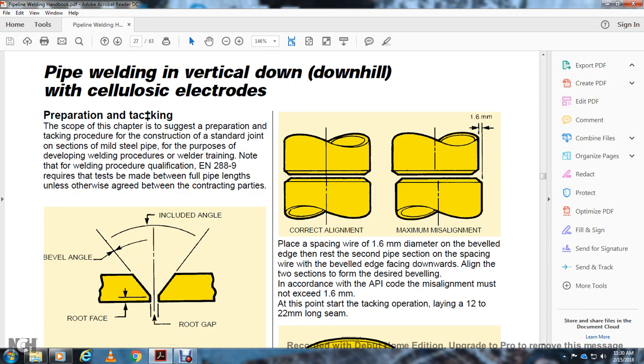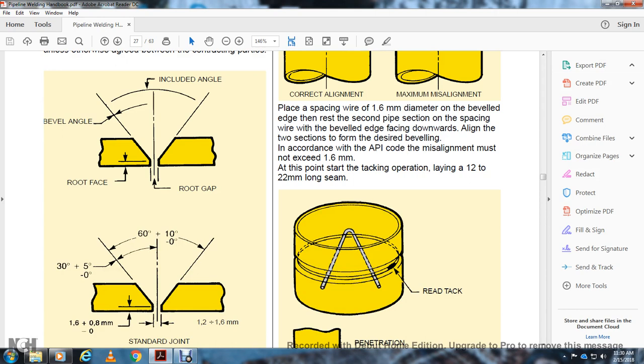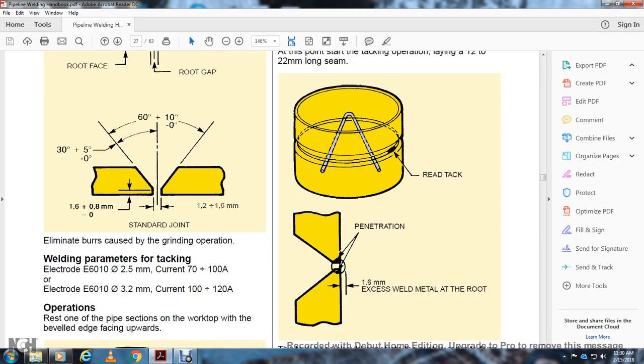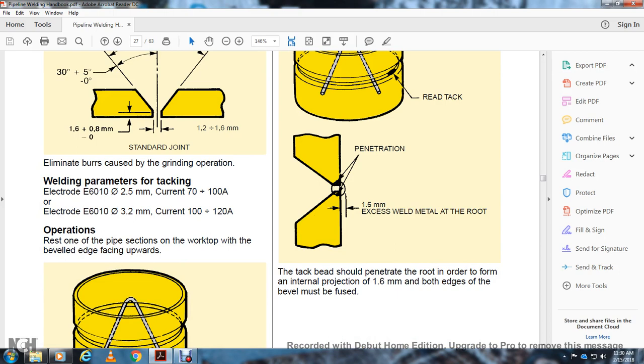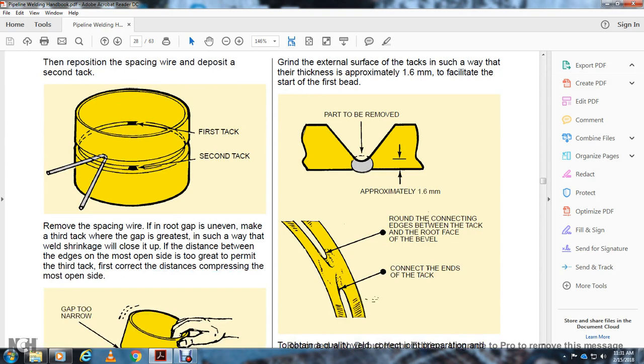At this point, in the tacking operation, lay a seam 12 to 22 millimeters long. Check the tack and the penetration: the excess of weld metal at the root should be 1.6 millimeters. The tack should penetrate the root so as to form an internal projection of 1.6 millimeters, with both edges of the bevel fused. Reposition the spacing wire and deposit the second tack. Then remove the spacing wire. If the root gap is uneven, make the third tack where the gap is greater, since welding shrinkage will close the distance between the edges, which must not be too open.